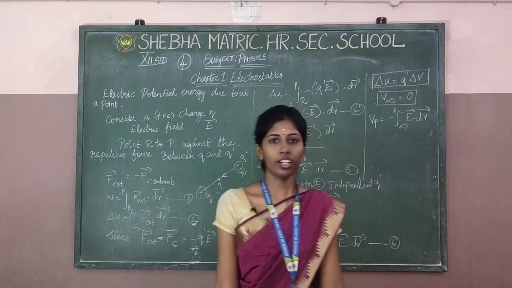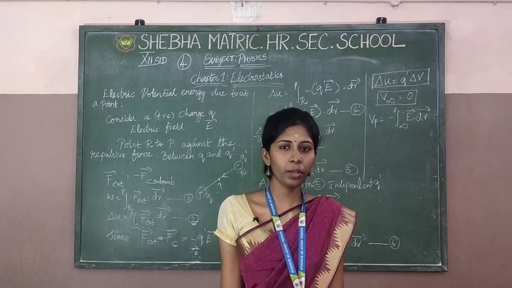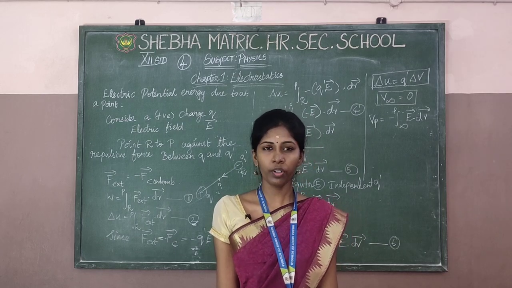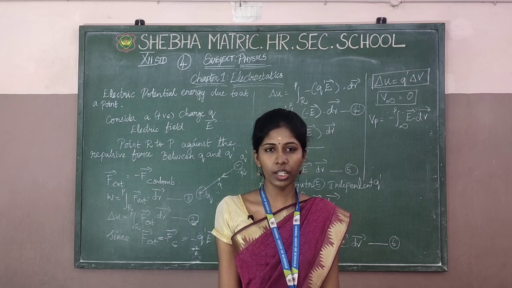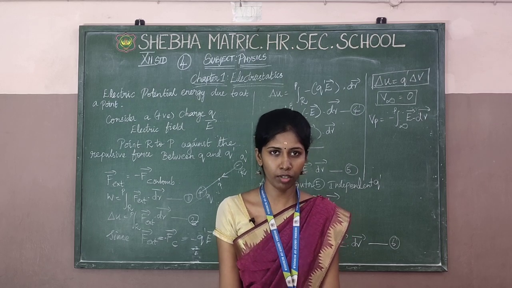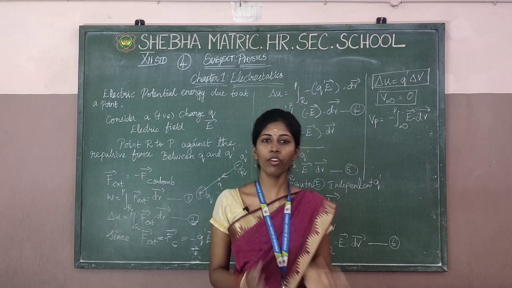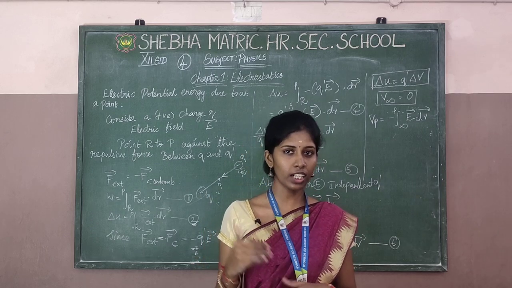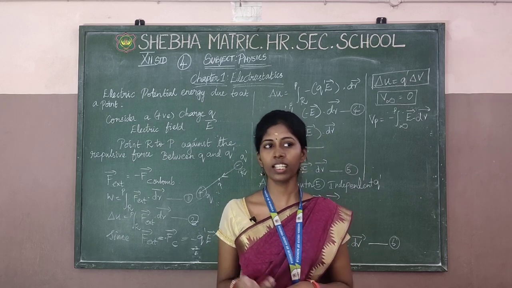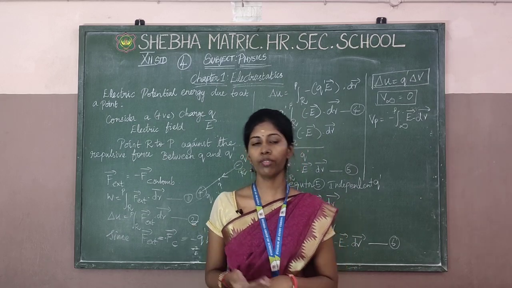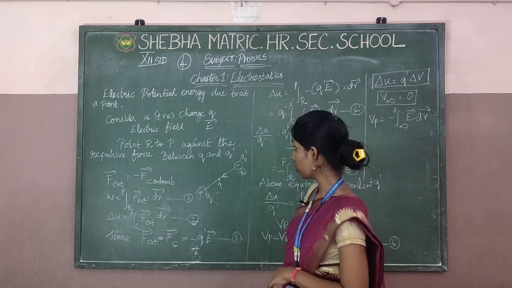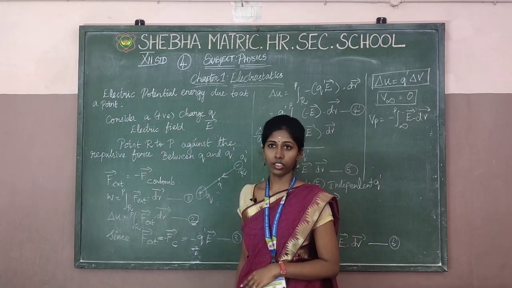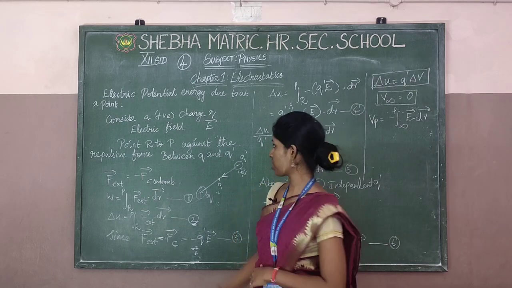Now let's see about electric potential energy due to a point charge. The electric potential at a point is equal to the work done by an external force, applied at constant velocity from infinity to the point P. So that is the electric potential energy due to a point charge. Today we will see the derivation.